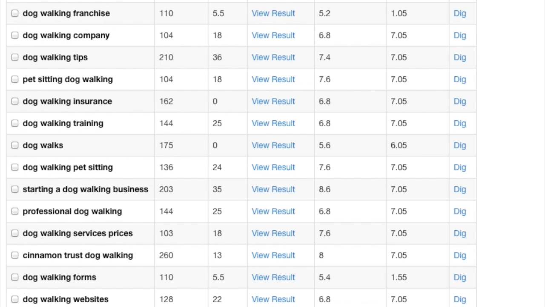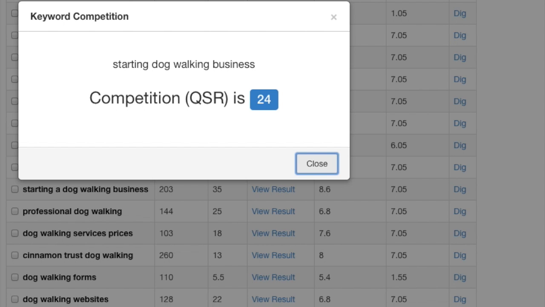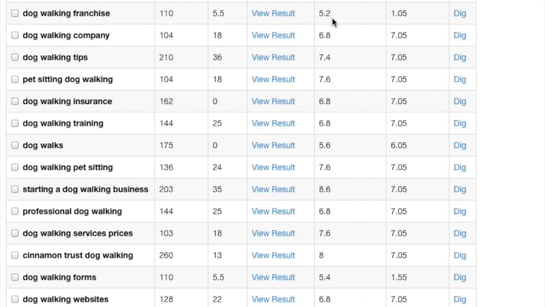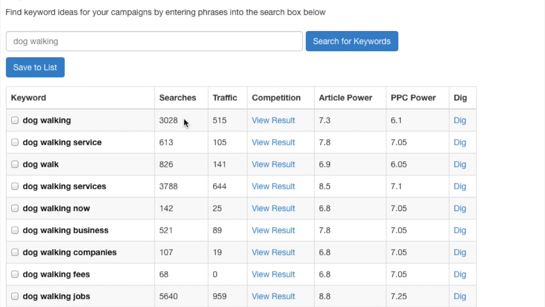Let's have a look at start a dog walking business. That's a very low QSR. So if I wanted to write a blog post on starting a dog walking business, that's something that could rank quite high. Now, that would be a way to then go back and write a general article on dog walking, a lot of potential traffic, but not going to compete against the big sites.